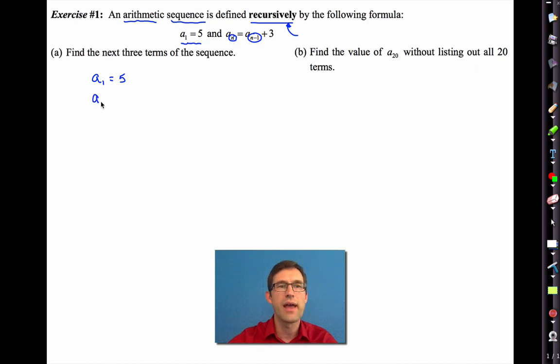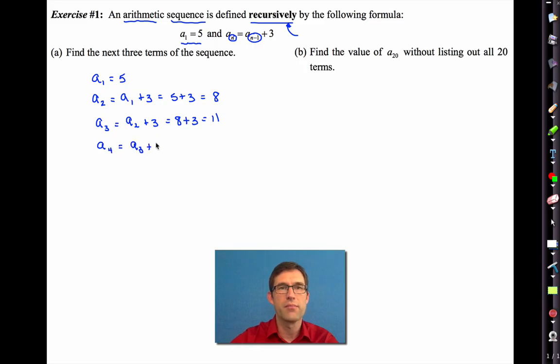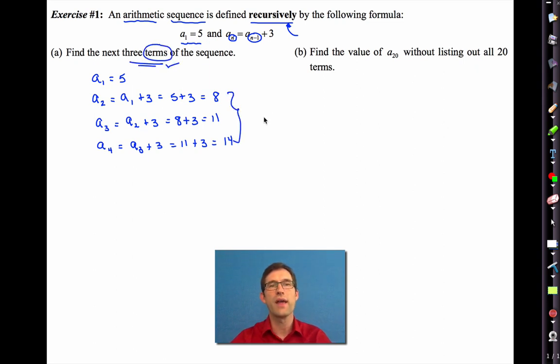So watch. A2 is A1 plus 3, so 5 plus 3 gives me 8. A3 is A2 plus 3, 8 plus 3, or 11. A4 is A3 plus 3, which is 11 plus 3, which is 14. So these are my next three terms. A term is just one of the elements in the list.